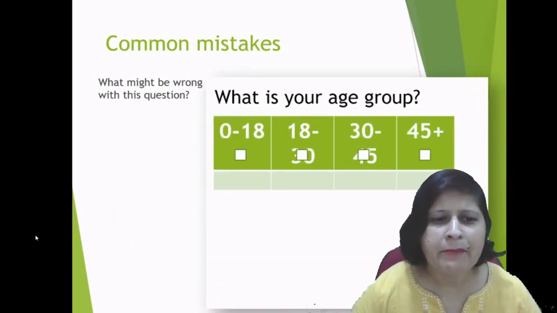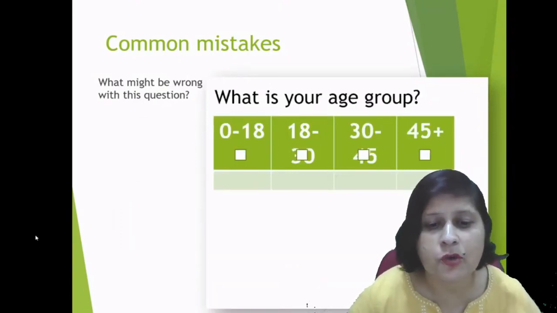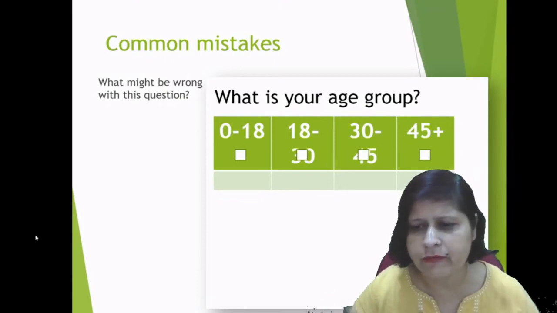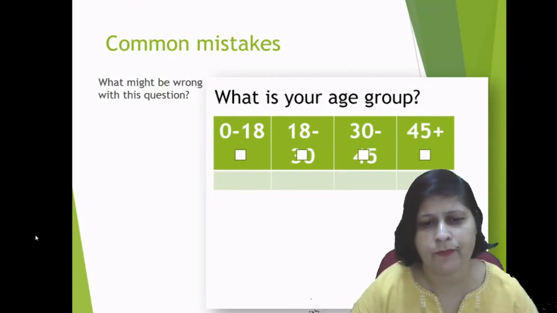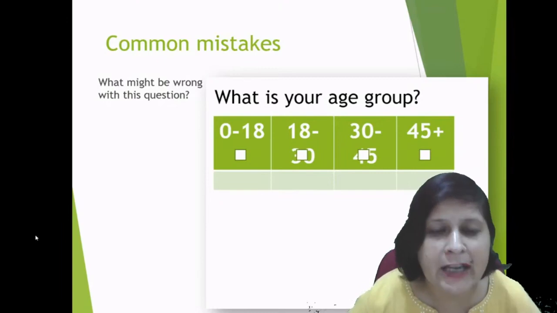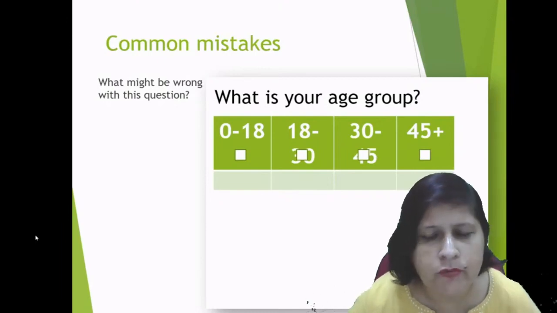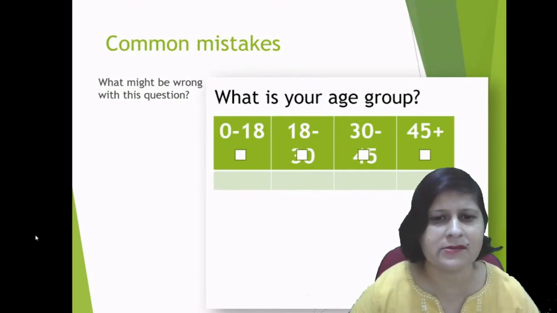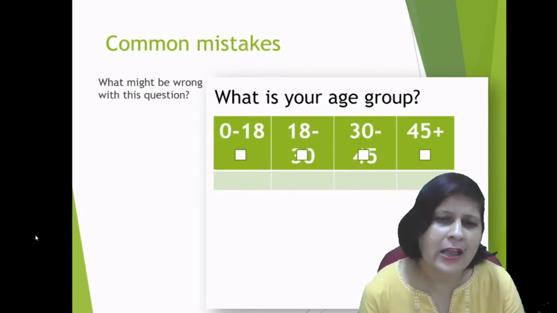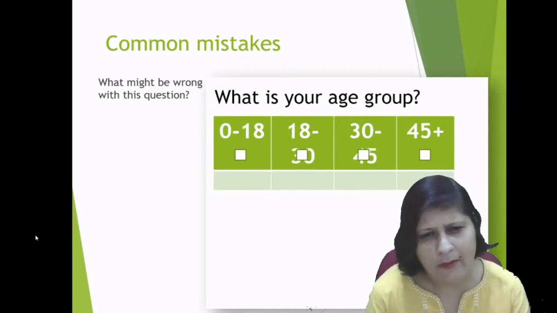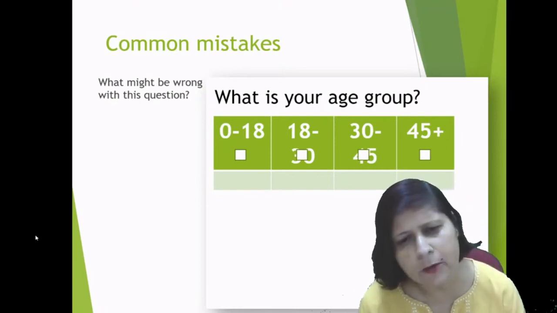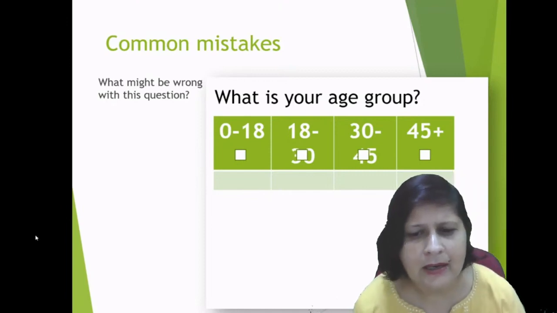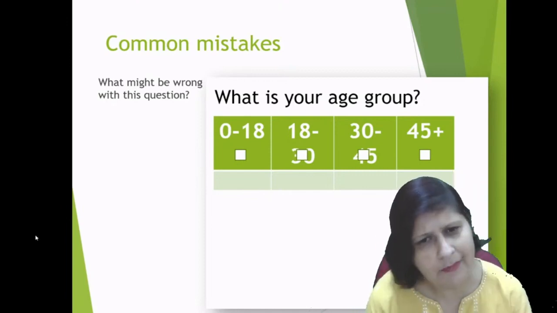Next is, what might be wrong with this question? What is your age group? 0 to 18, 18 to 30, 30 to 45, 45 plus. That question should be mutually exclusive. It should be 0 to 18, then 19 to 30, then 31 to 45 and 46 plus. It should be mutually exclusive. Suppose I am 18, what should I choose? 0 to 18 or 18 to 30? In which group do I fall? Or if I am 30, then 18 to 30 or 30 to 45? I am just 30.